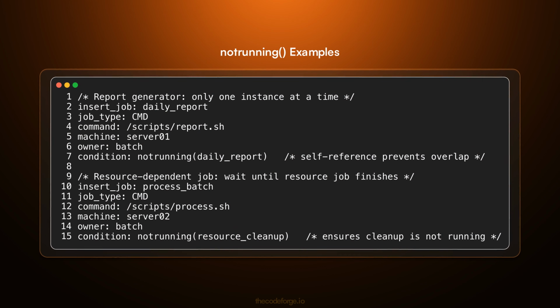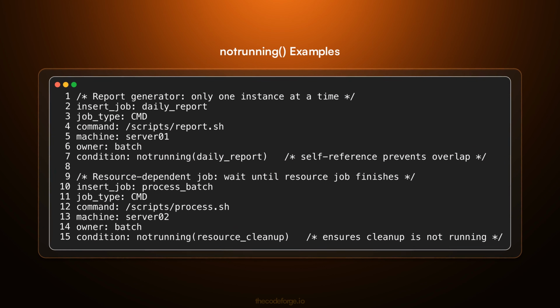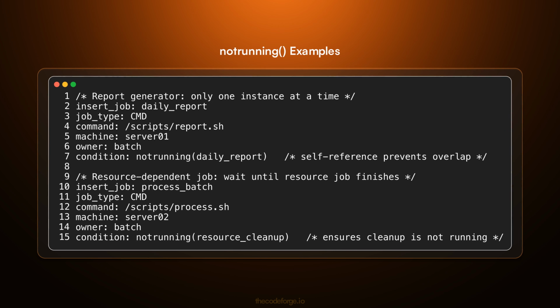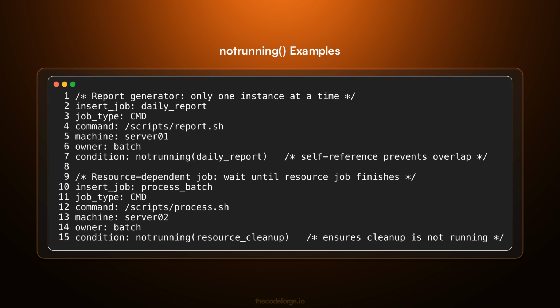Here are 2 not running examples. The first uses self-reference to prevent concurrent runs of the same job. The second waits for a resource cleanup job to finish. Remember, not running is for concurrency control, not sequential execution.